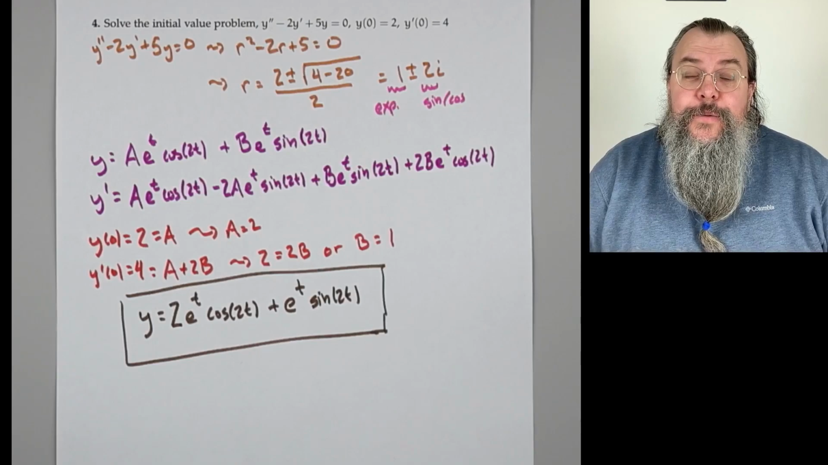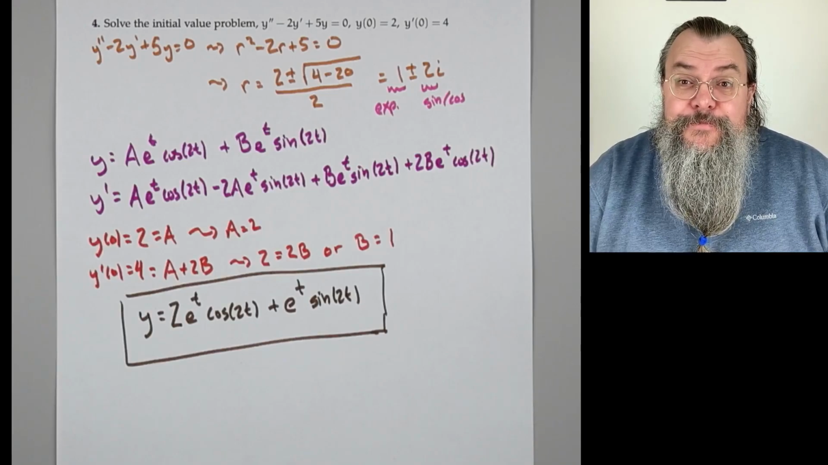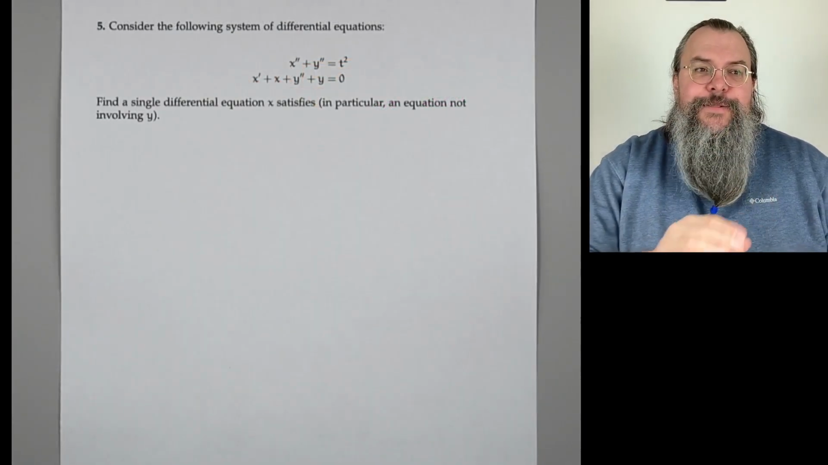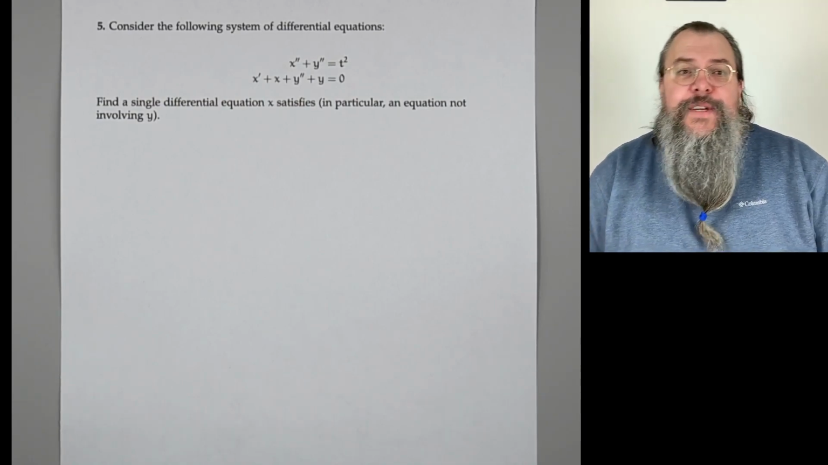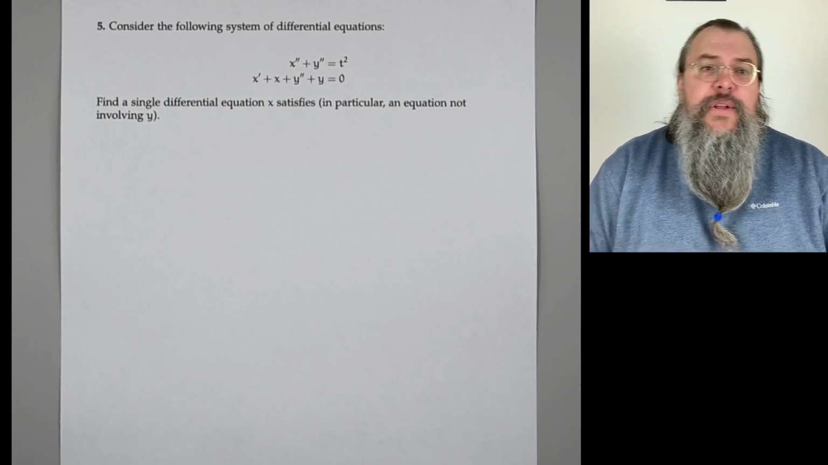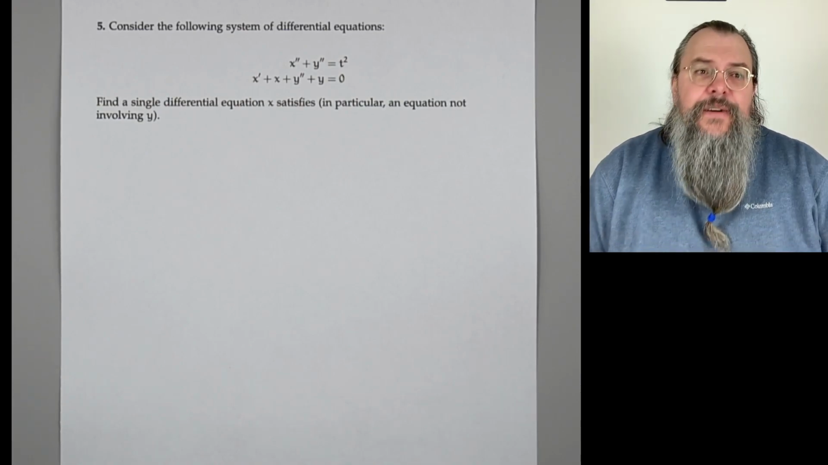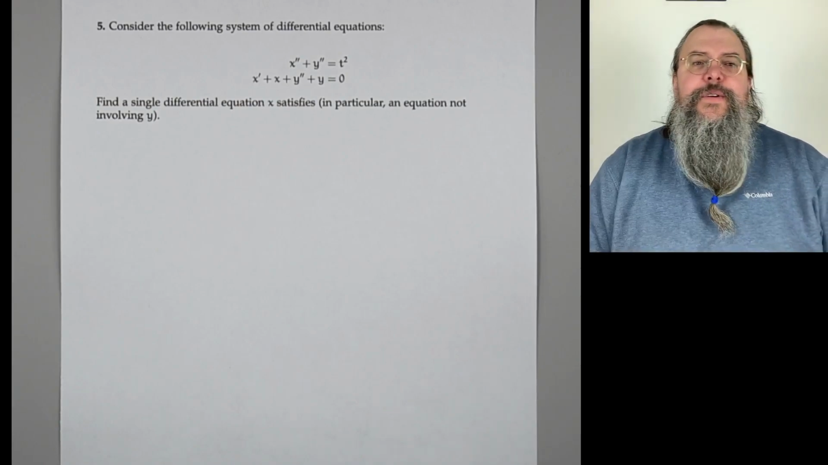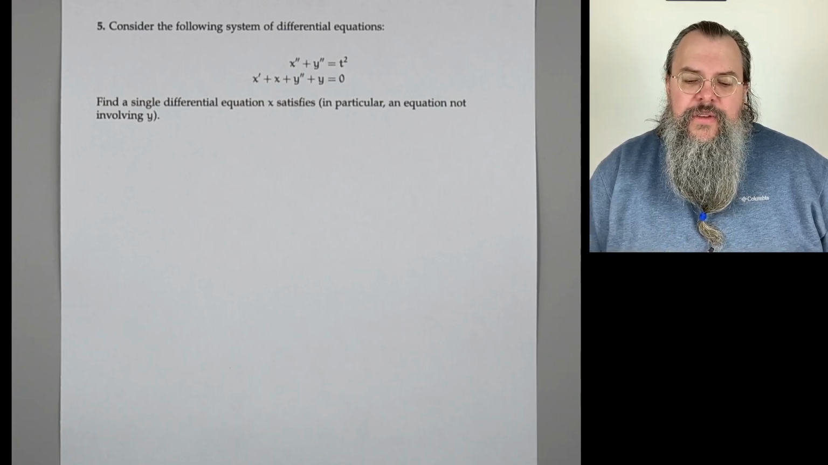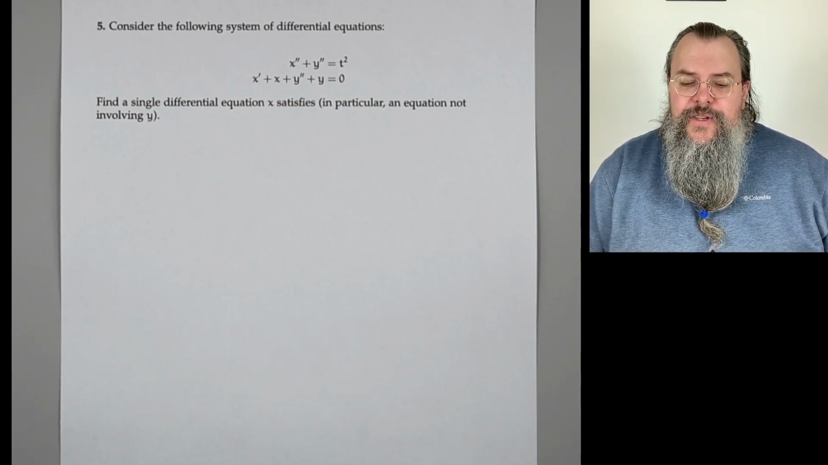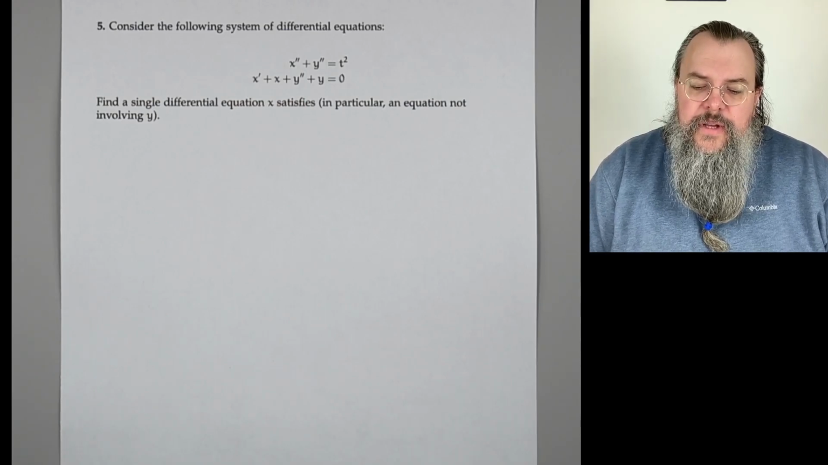But now, the fun part. Systems. All right. On to the next problem. Number 5. Consider the following system of differential equations. x double prime plus y double prime is equal to t squared. x prime plus x plus y double prime plus y equals 0. Find a single differential equation x satisfies. In particular, an equation not involving y. So we've got to get down to just one differential equation that only involves x.